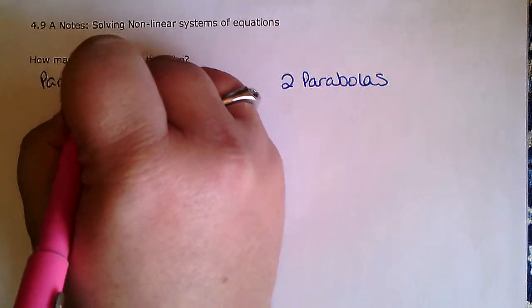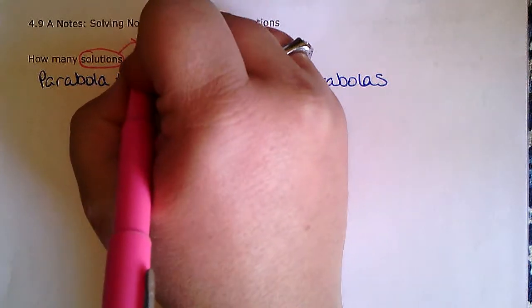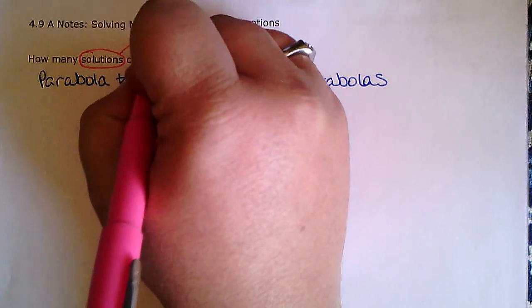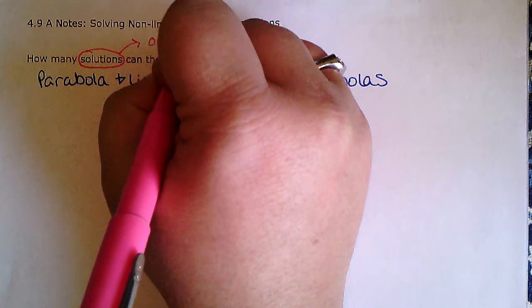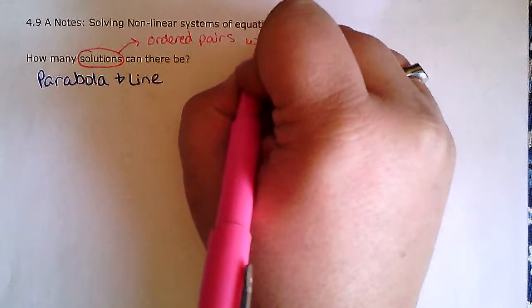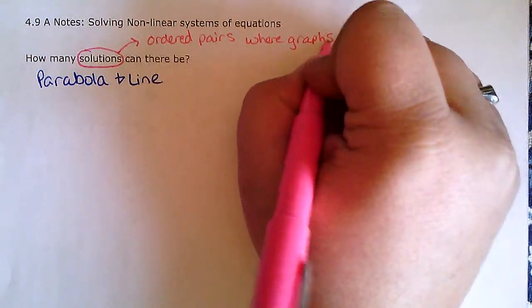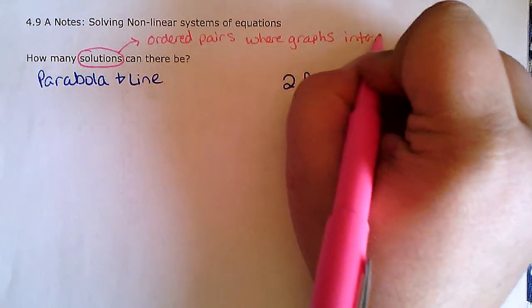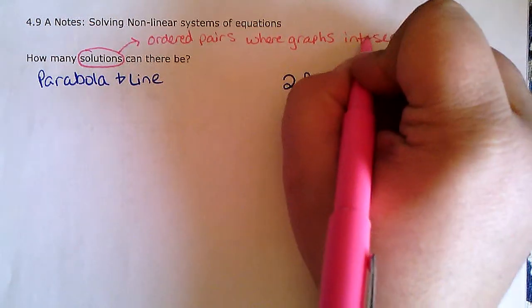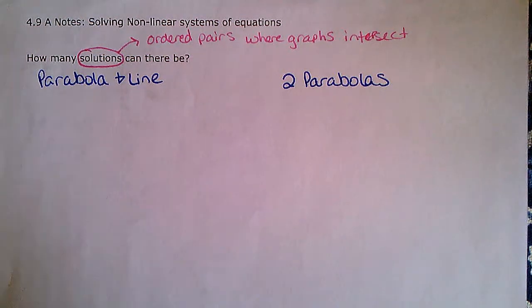At first, let's talk about solutions. So what are solutions? Well, solutions to these systems are going to be ordered pairs where the graphs intersect. Oh, that was really poor handwriting. Where the graphs intersect. So ordered pairs where the graphs intersect.